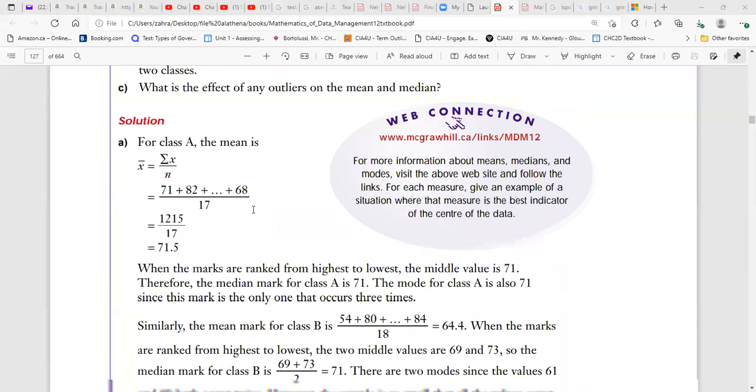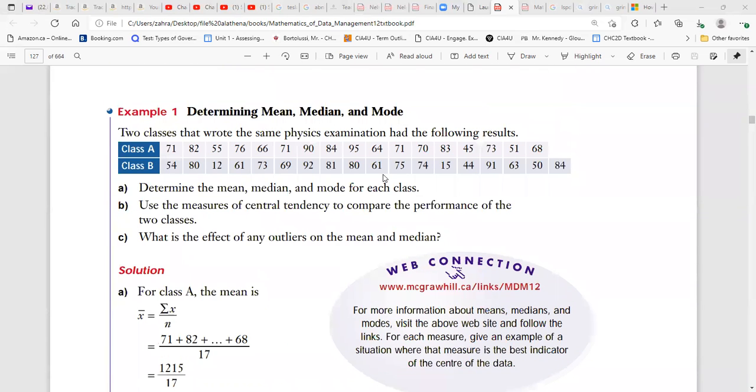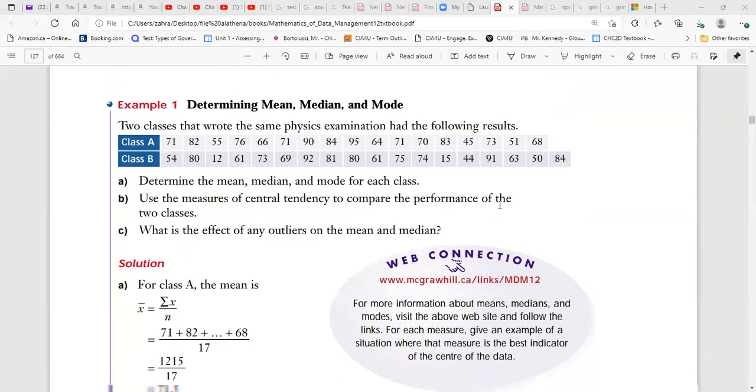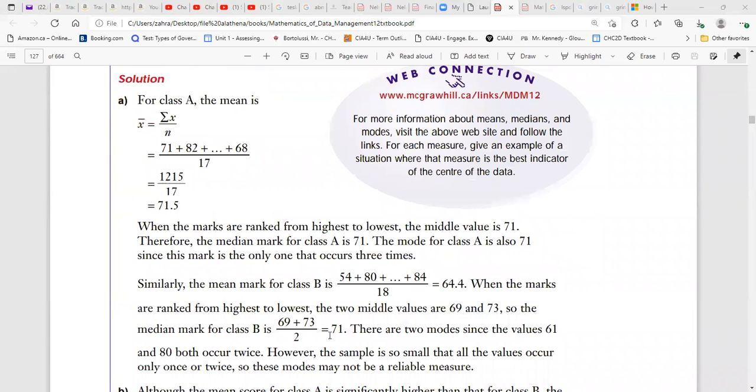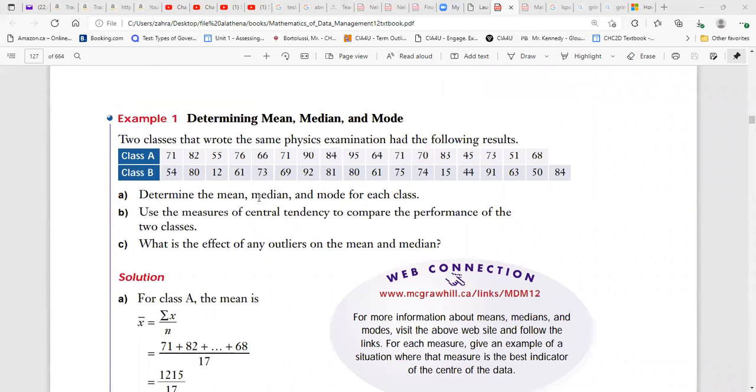For class B, you do the same thing. You add all of the data, so we have 18 of them. You count it, we have 18 of them. Therefore, it would be 71, right? For class B. To find the median, we have to rearrange it. For class A, we rearrange it from the lowest to the highest. If you look, the lowest number is 51.